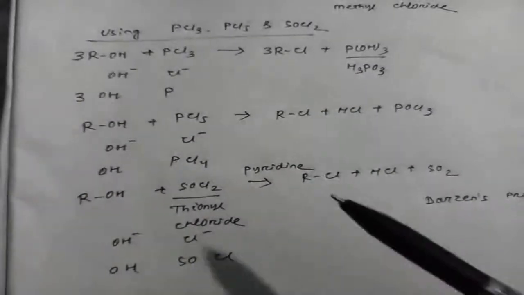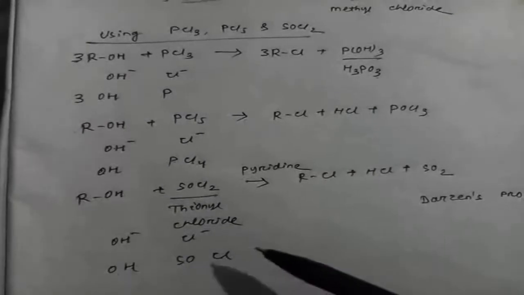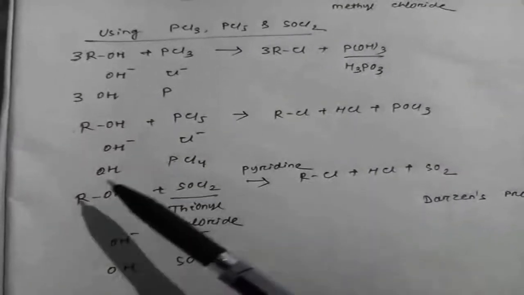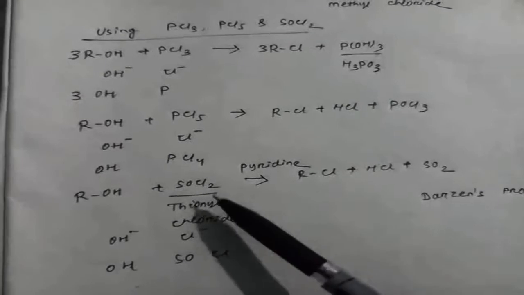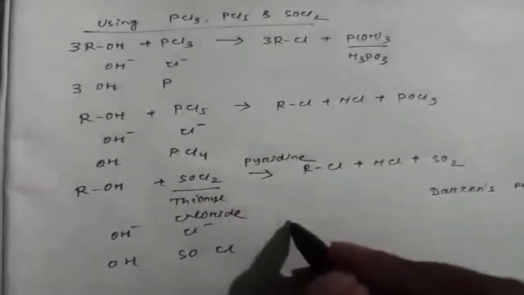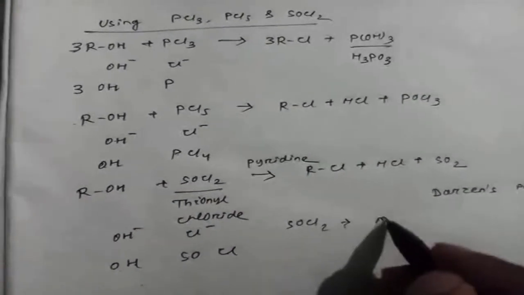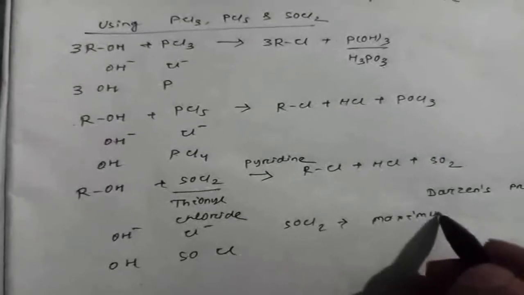All of PCl3, PCl5 and SOCl2 give alkyl chloride from alcohol. But among the three, SOCl2 gives maximum yield.